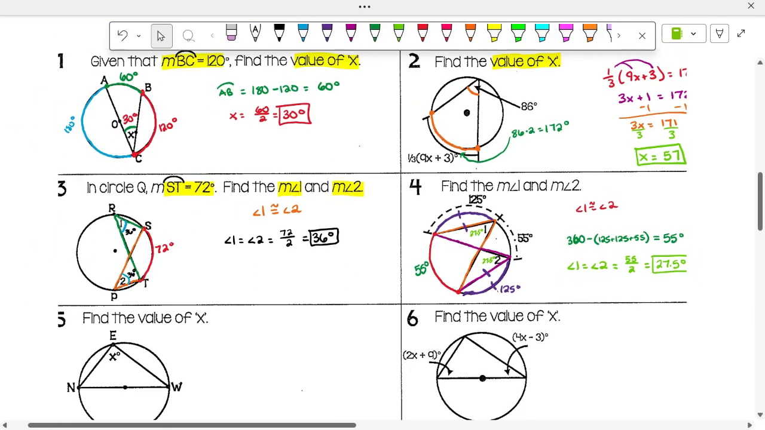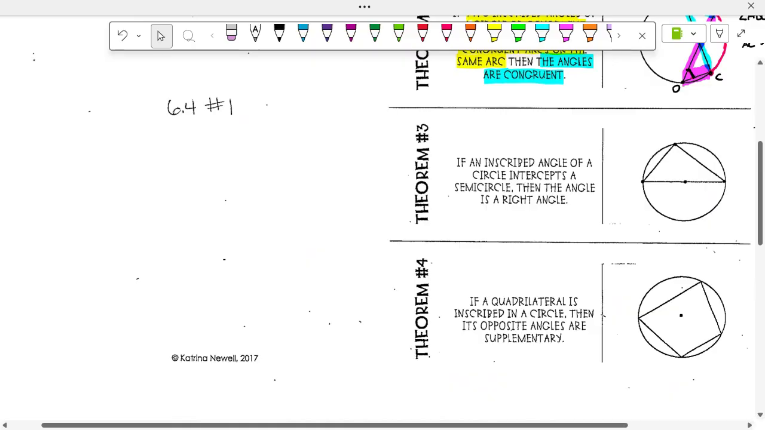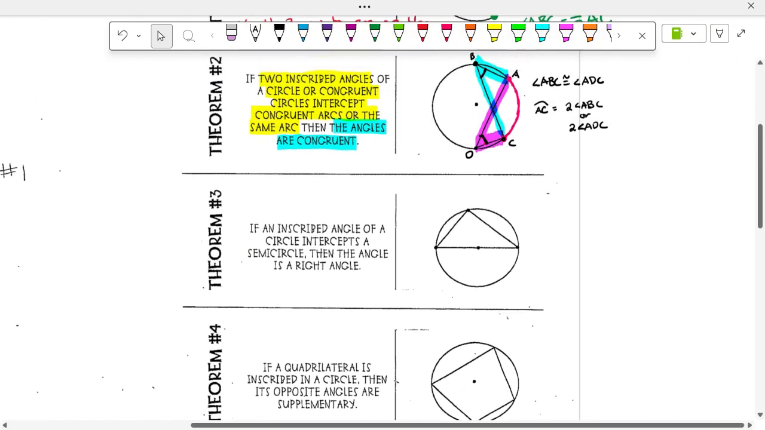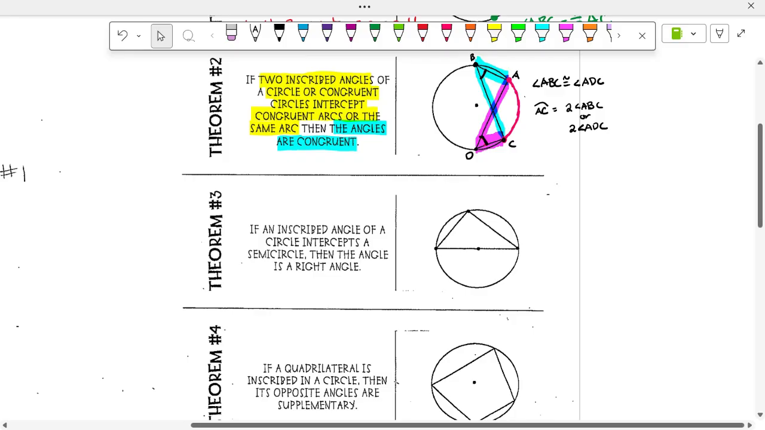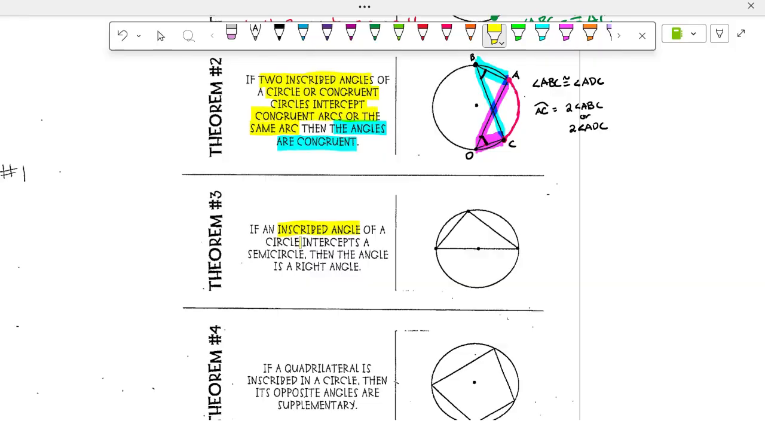Okay, let's go back to our theorems on the front. If an inscribed angle of a circle intercepts a semicircle, then the angle is a right angle. Why does that make sense? So if an inscribed angle, which we know is half its intercepted arc, intercepts a semicircle, its angle is 90 degrees or a right angle. Why is that true?